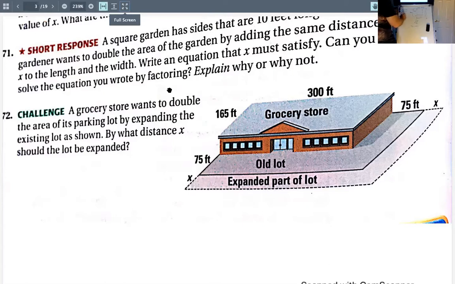To get the area of the current lot. Did everybody get 40,500 for the current lot in square feet? I did. Okay, and that's not too difficult. It's the old lot. You put that in the chat though, right?